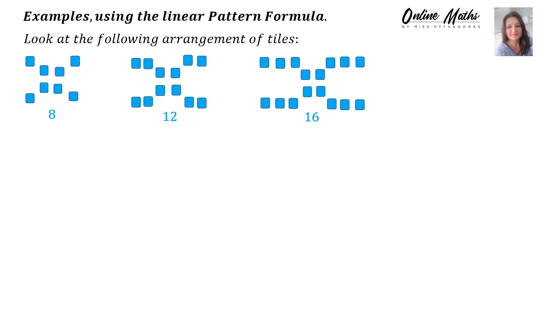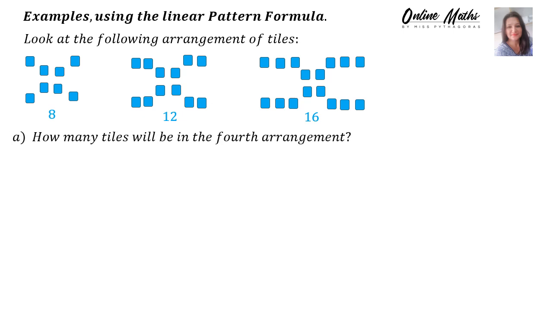Let's look at another example where we will use the linear pattern formula. So look at the following arrangement of tiles, and I counted them for you. In the first one there's 8, the second term is 12, and the third term is 16. The question, how many tiles will be in the fourth arrangement?